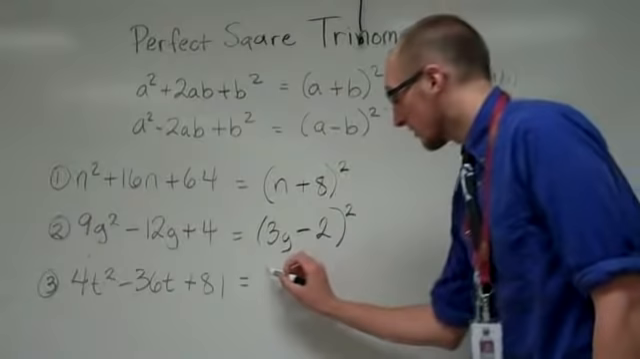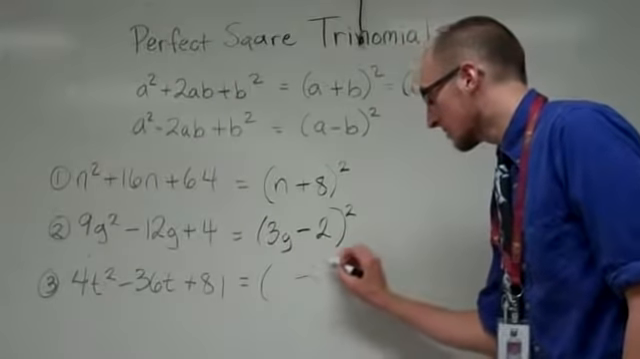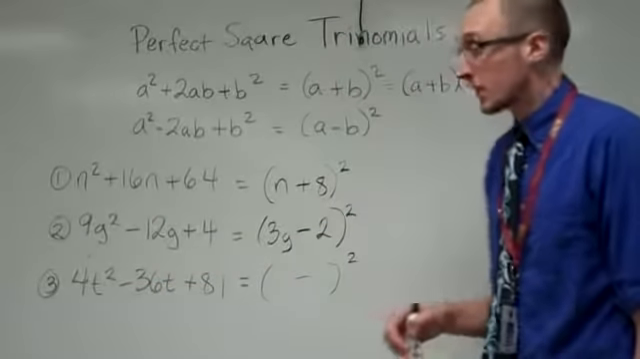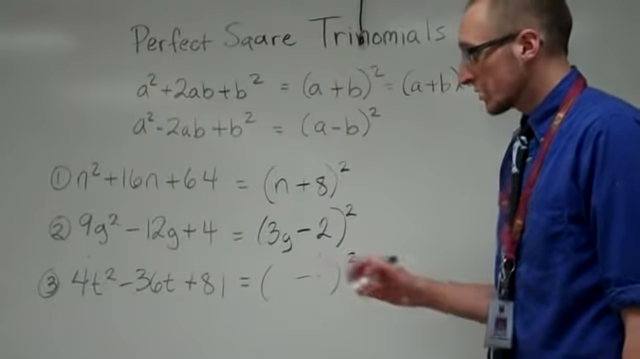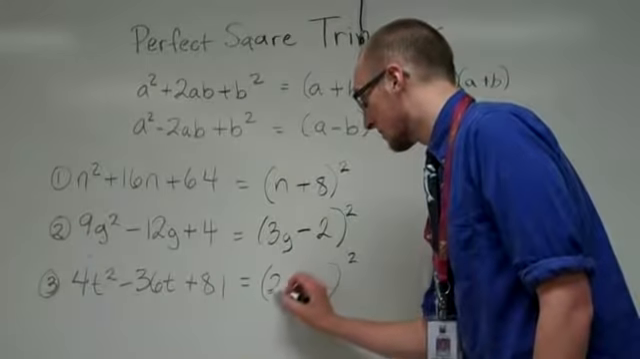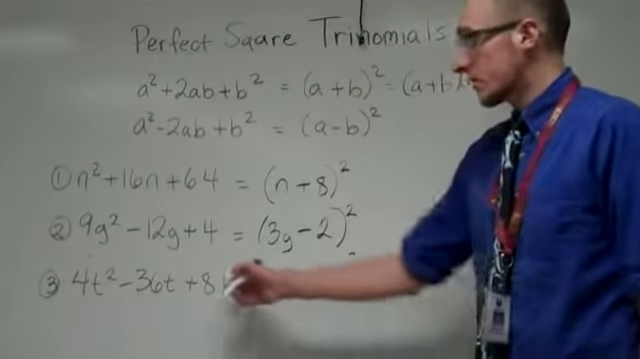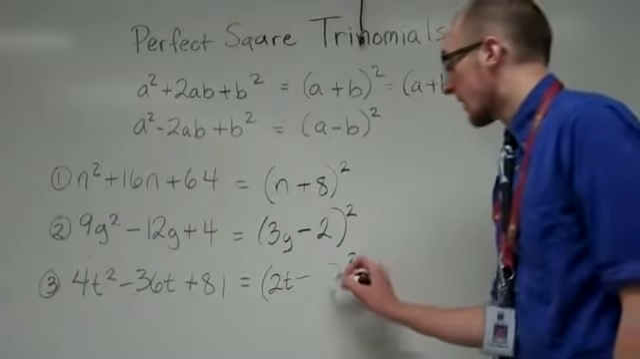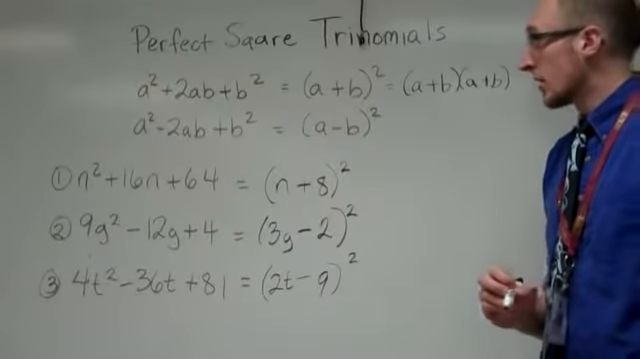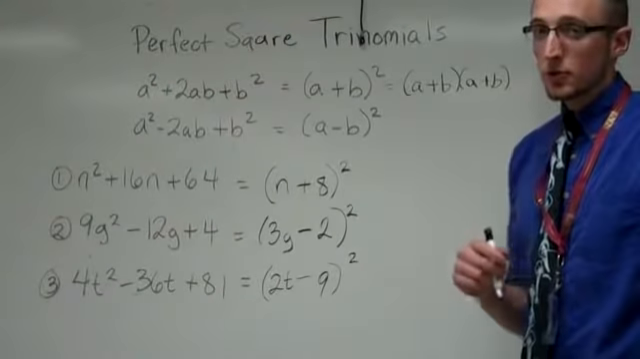Finally, for the last one, remember we're going to have something minus something squared. And I know it's minus because my b value is negative. So 4t squared. What times what gives us 4t squared? Well, that's 2t. And what times what gives us 81? That would be 9. So (2t - 9) squared. So this is how to factor perfect square trinomials.